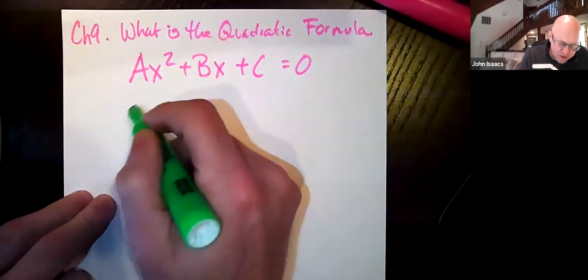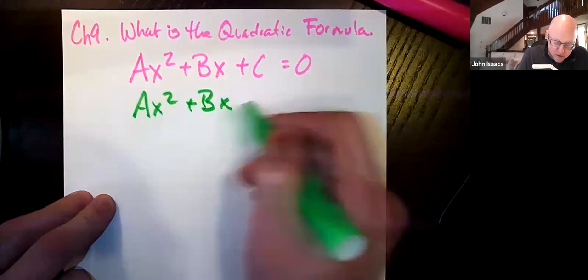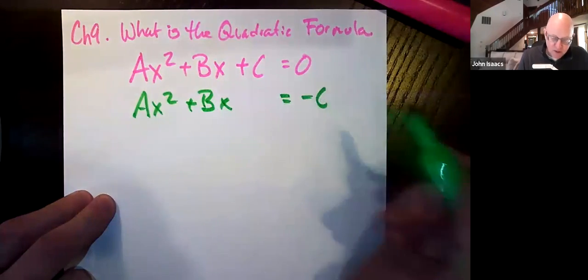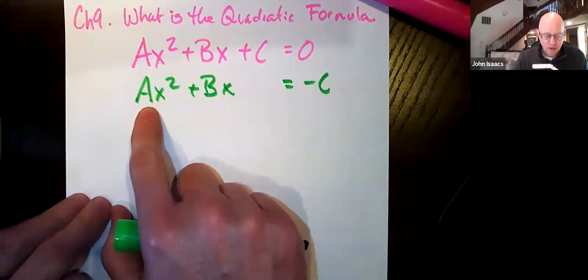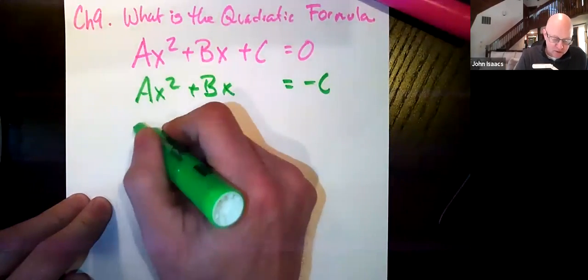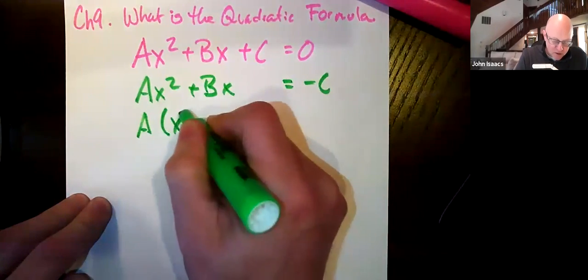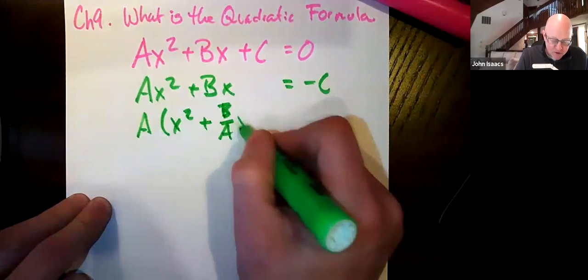Move the c to the other side. ax squared plus bx equals negative c. All right, and then typically we would want to factor this a out so that we can complete the square, because we can't complete the square with a number in front of x squared. That doesn't work too easily. So we would have to divide the b by the a in order to factor it out of these two terms.